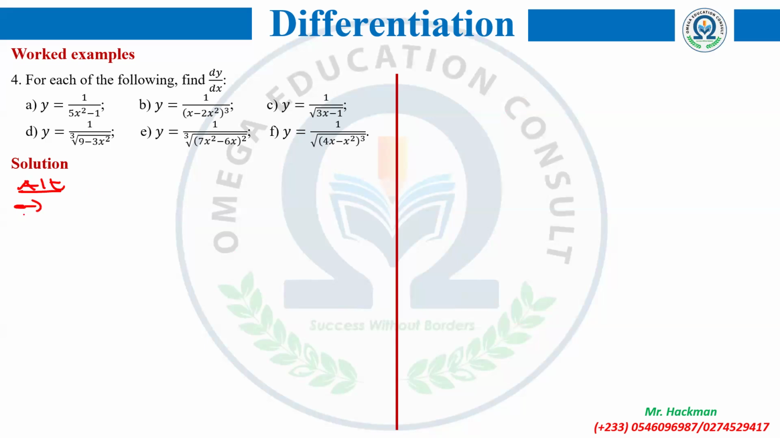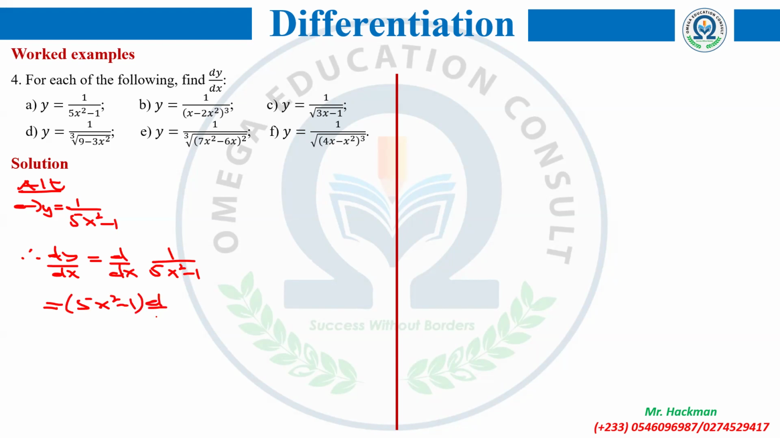So for A, what are we given? y is equal to 1 over 5x squared minus 1. Therefore dy dx will be equal to d dx of that side. In this case, I'm not going to use the power rule, but the composite function rule. So 1 over 5x squared minus 1. Per the rule, please listen: we hold the denominator, which is 5x squared minus 1, then differentiate the numerator, so d dx of 1.